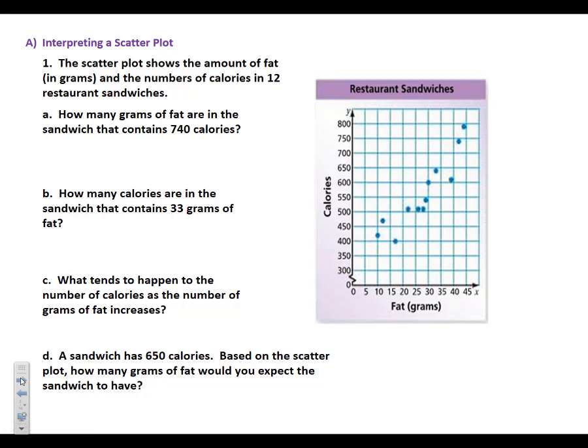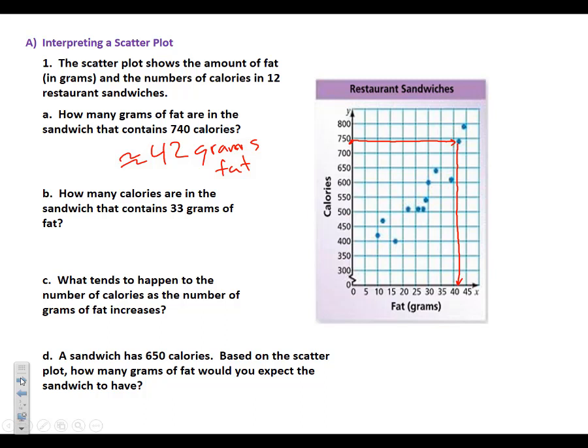Okay. Well, they told us exactly how many calories, so we can follow our y-axis all the way to 740. Oh, right there, roughly, and go across until we find, ooh, there's a sandwich right there. So from that sandwich, I'm going to come down and I'm going to roughly estimate, and I'm going to say that's approximately 42 grams of fat. You know, again, we're interpreting, we're estimating a little bit because this is not a super accurate graph to the point where we can see perfectly.